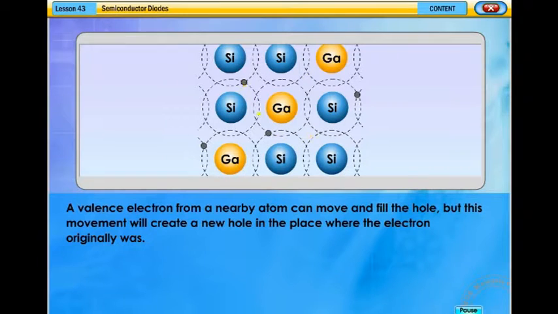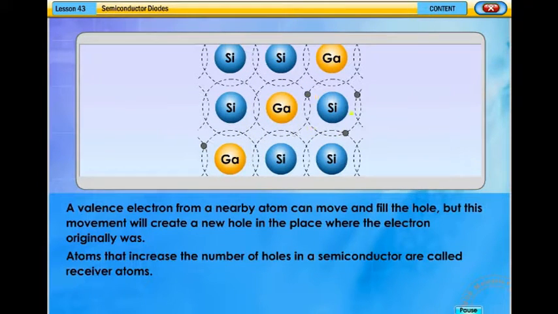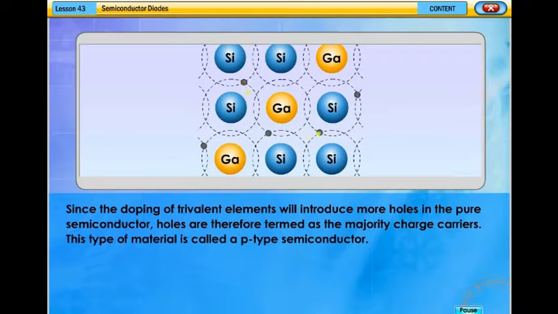A valence electron from a nearby atom can move and fill the hole, but this movement will create a new hole in the place where the electron originally was. Atoms that increase the number of holes in a semiconductor are called receiver atoms. Since the doping of trivalent elements will introduce more holes in the pure semiconductor, holes are therefore termed as the majority charge carriers. This type of material is called a P-type semiconductor.